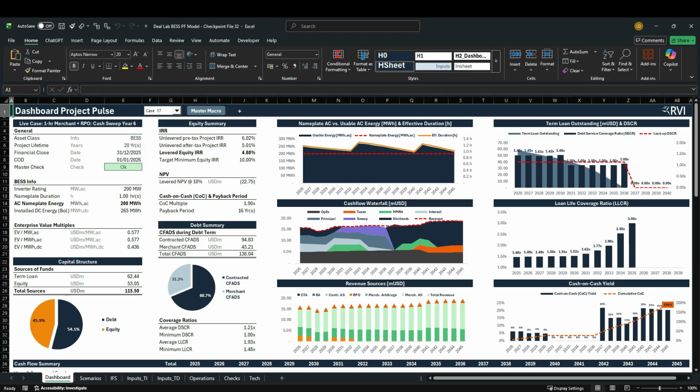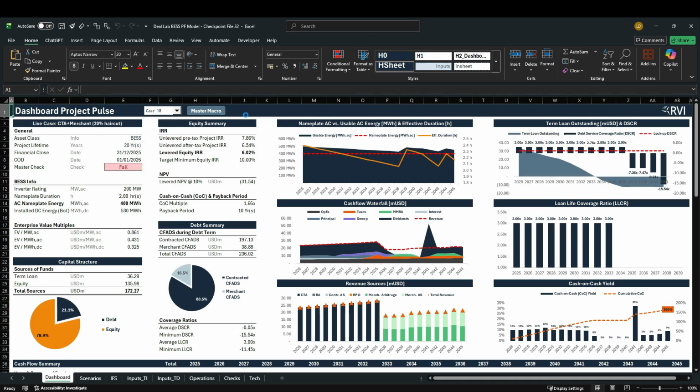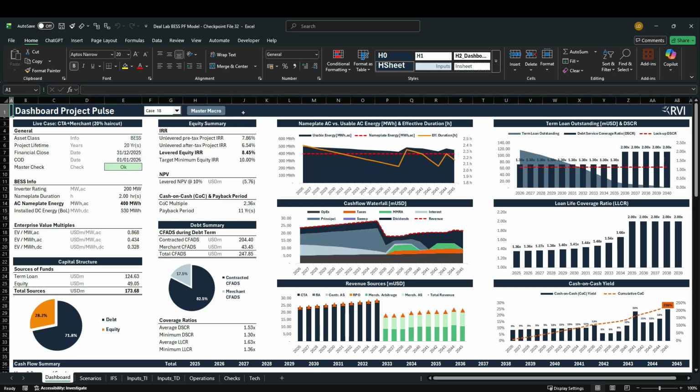Now let's switch to case 18. Case 18 is different. This is a structure where we start with a 10-year tolling agreement, stable, contracted cash flows, and then we roll into a merchant tail once the tolling agreement expires. Notice how the dashboard reflects this two-phase idea. The financing can be sized more confidently during the contracted period, but lenders still care about what happens after the CTA ends, because here that is sized over 15 years, meaning we effectively have a 5-year merchant tail.